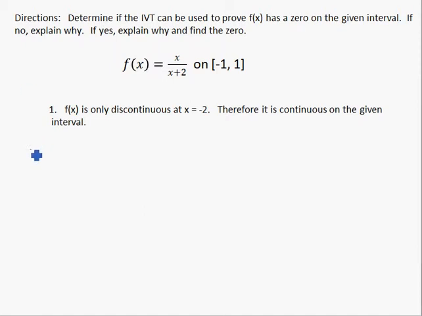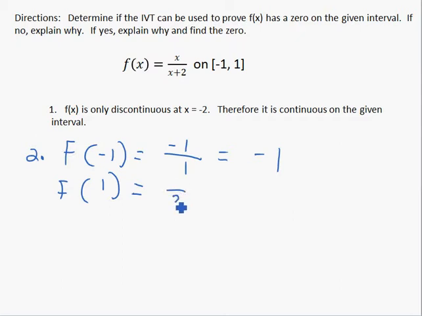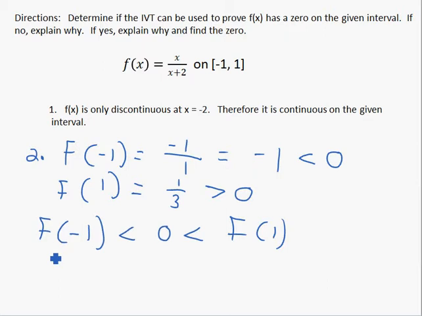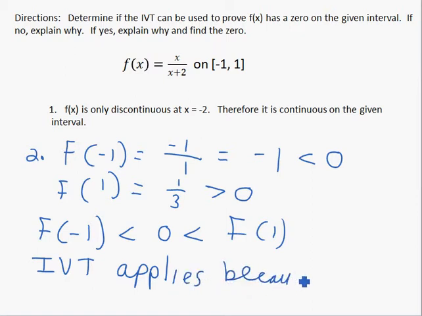So, condition 2: f of -1 is -1 over 1, which is -1. f of +1 is 1 over 3. Well, f of -1 is less than 0. f of 1, which is 1/3, is greater than 0. So we have that f of -1 is less than 0 is less than f of 1. So the conditions are met. IVT applies, because the conditions are met.